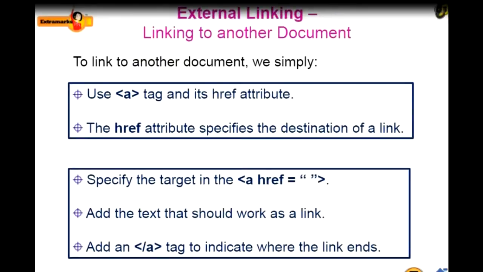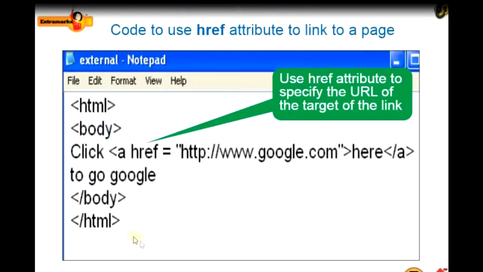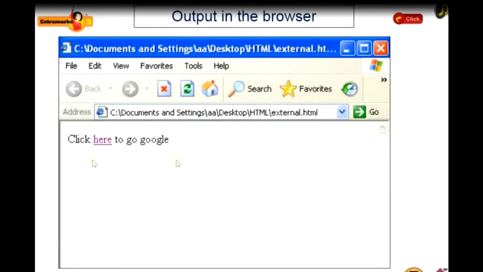So, external linking: use the a tag and its href attribute to specify the destination of the link, specify the target in href, add the text that should work as a link, and add /a, again a closing tag. Look over here: href here and the closing tag. Which type of tag is it? It is a container tag. Now when we click over here, we will move on to another page.